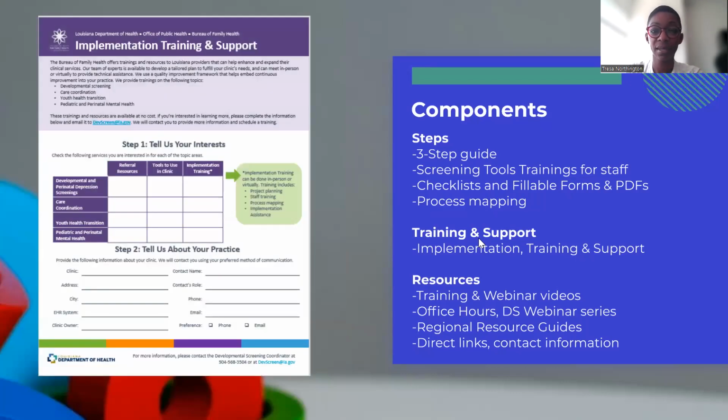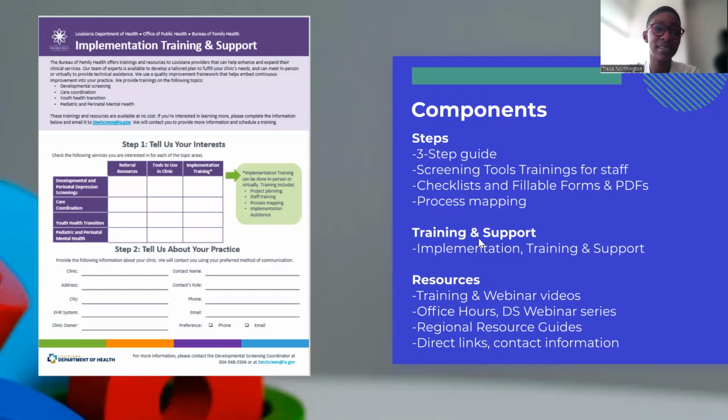Okay. The next component to the website, the toolkit, is the implementation training and support form. This is a crucial part of the process as it's the initial step. So when you are ready to get the ball rolling, you can start by filling out this form to begin the process of accessing the toolkit training process at no additional cost to your practice, which is really great.